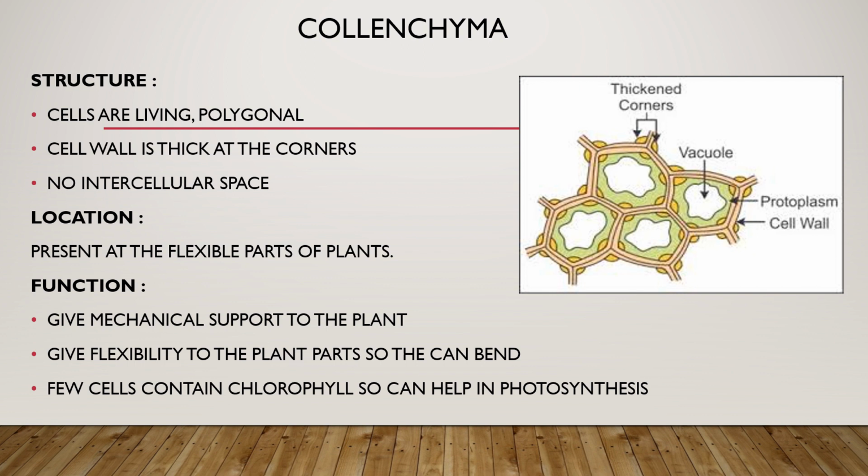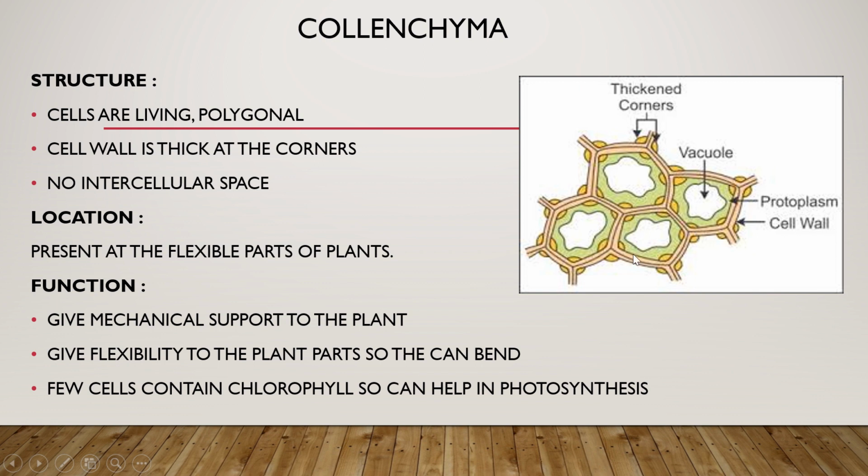The next one is collenchyma. So if you see the diagram of this, then you can see that the cell wall is thickened at the corners. You can see that the cell wall is thickened at the corners only.